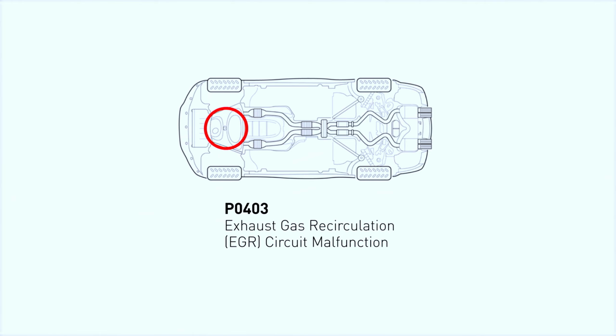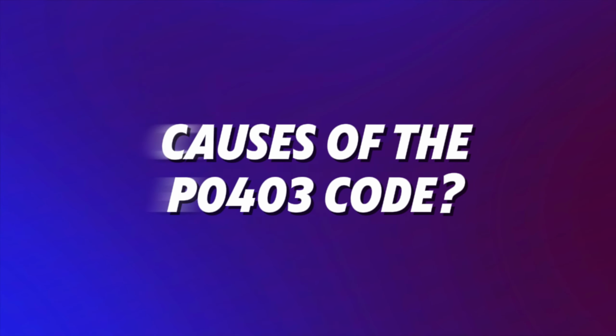The P0403 code is an indication that the engine exhaust gas recirculation (EGR) circuit has malfunctioned. The engine control module (ECM) detects either a short or open circuit in the EGR vacuum control solenoid or wiring to the solenoid.